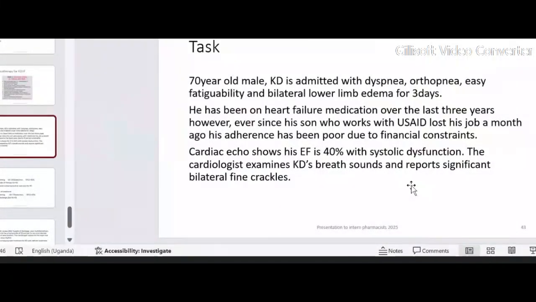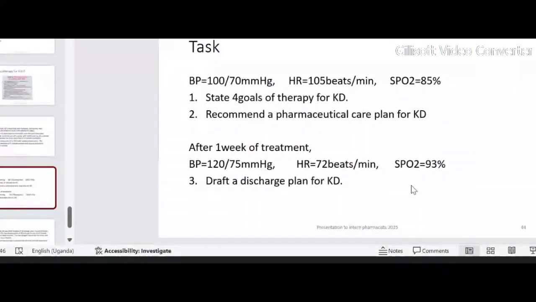Cardiac echo shows an ejection fraction of 40 with systolic dysfunction. The cardiologist tells you this patient, KD, has significant bilateral fine crackles. His BP is 100 by 70, heart rate 105, SpO2 85. What are the goals of therapy for this patient? First of all, what are the abnormal findings in this patient?